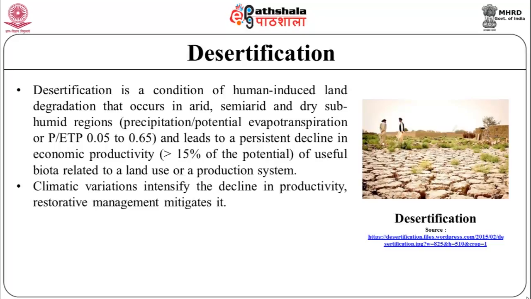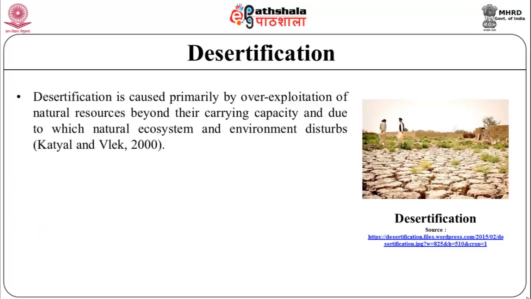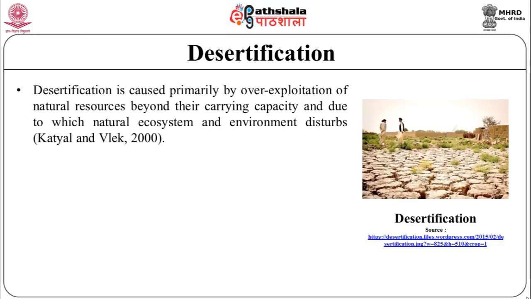Climatic variations intensify the decline in productivity. Restorative management mitigates it. Dry lands or territories susceptible to desertification occupy 39.7% of the global terrestrial area. Desertification is caused primarily by overexploitation of natural resources beyond their carrying capacity, due to which natural ecosystem and environment are disturbed.